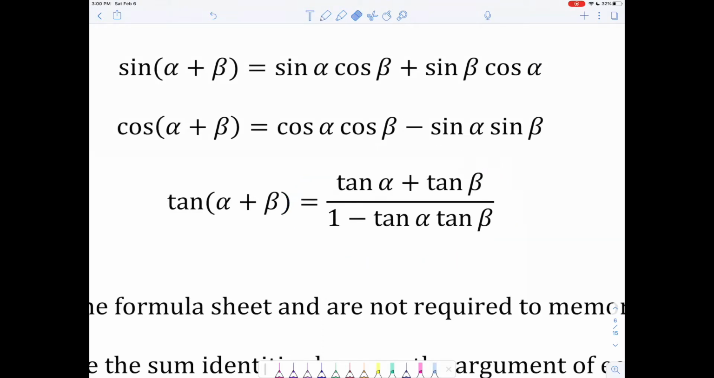Now these aren't required to memorize. They are on the formula sheet, so they are given to you exactly as they are.